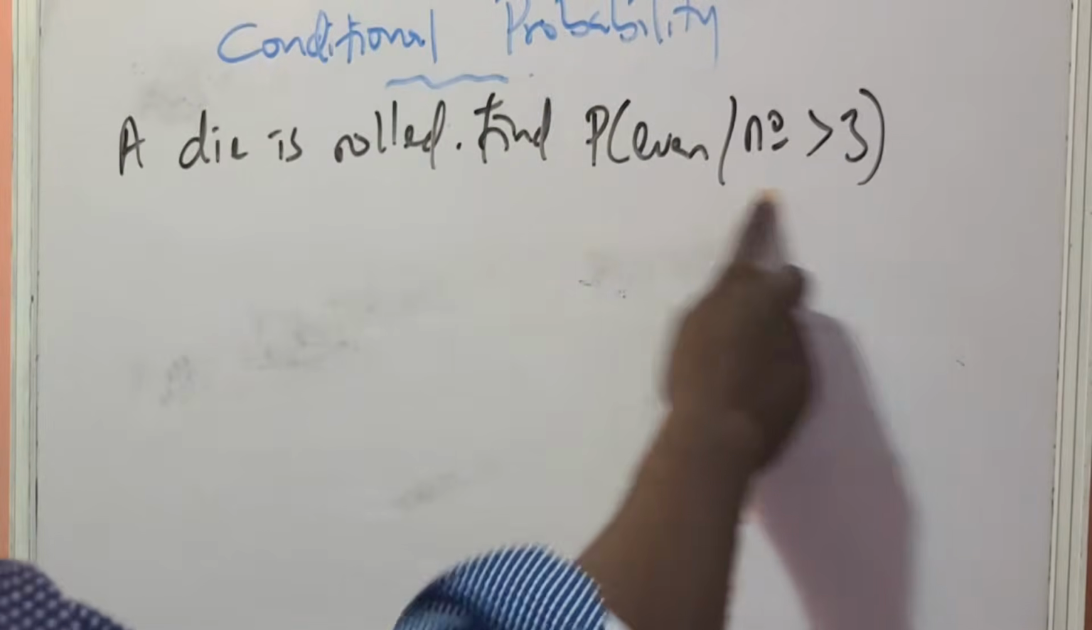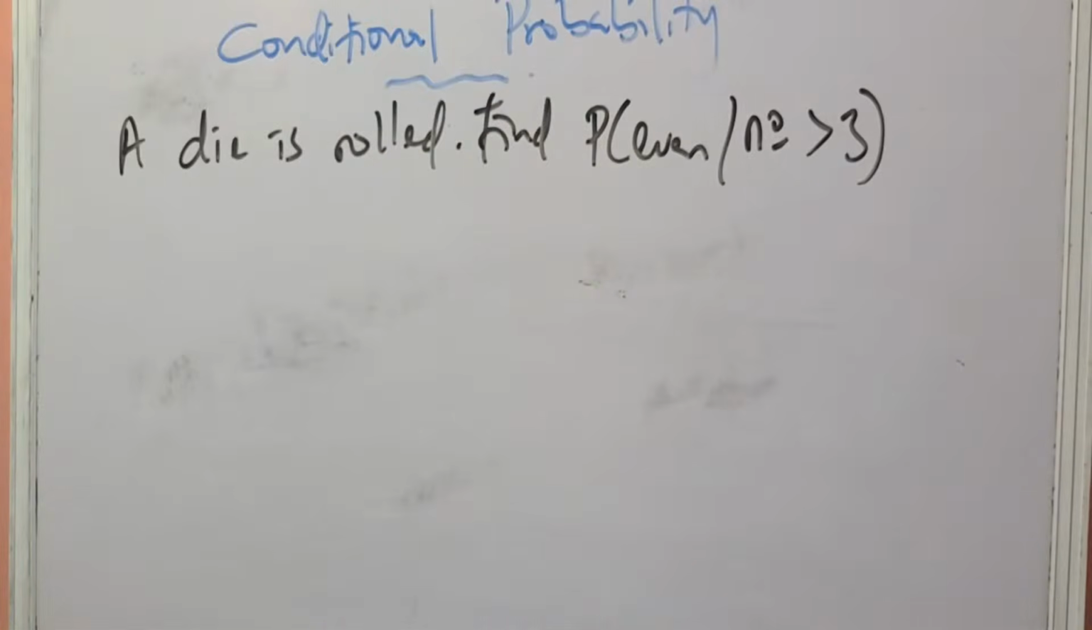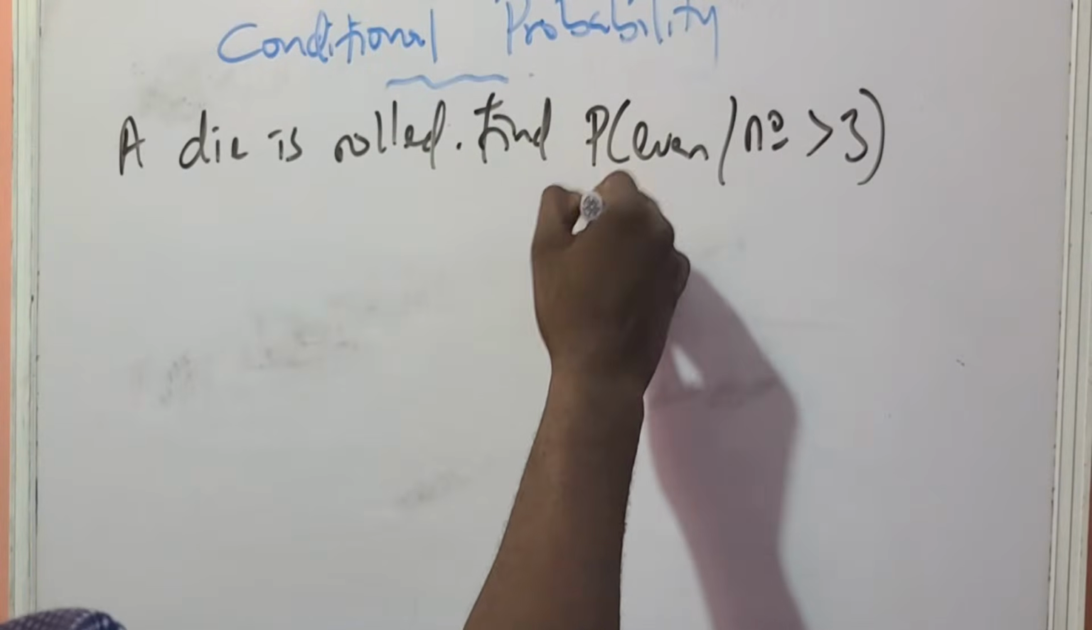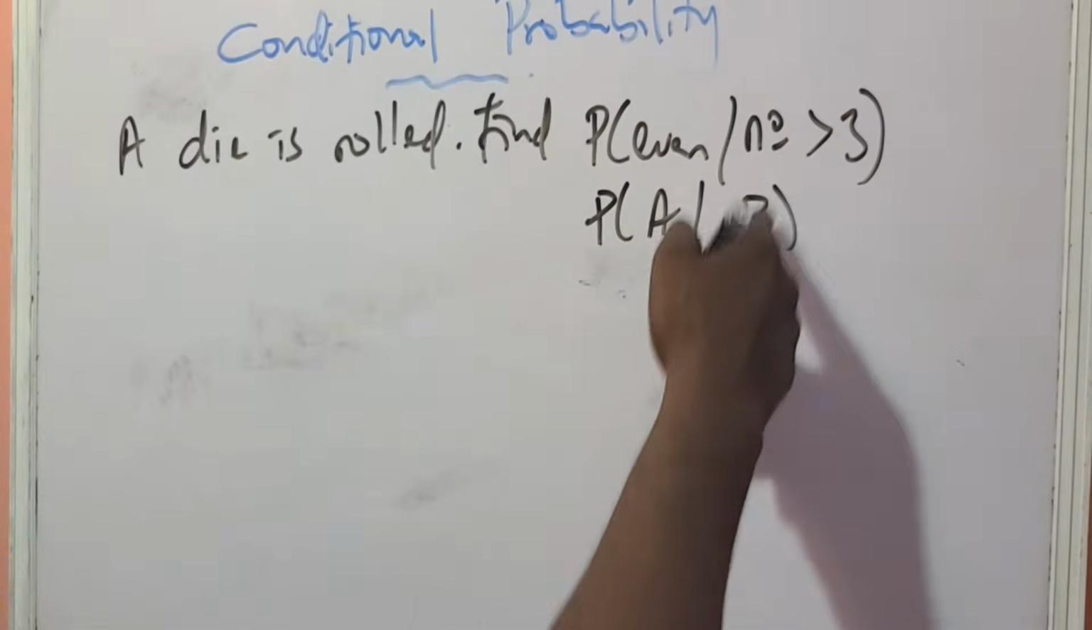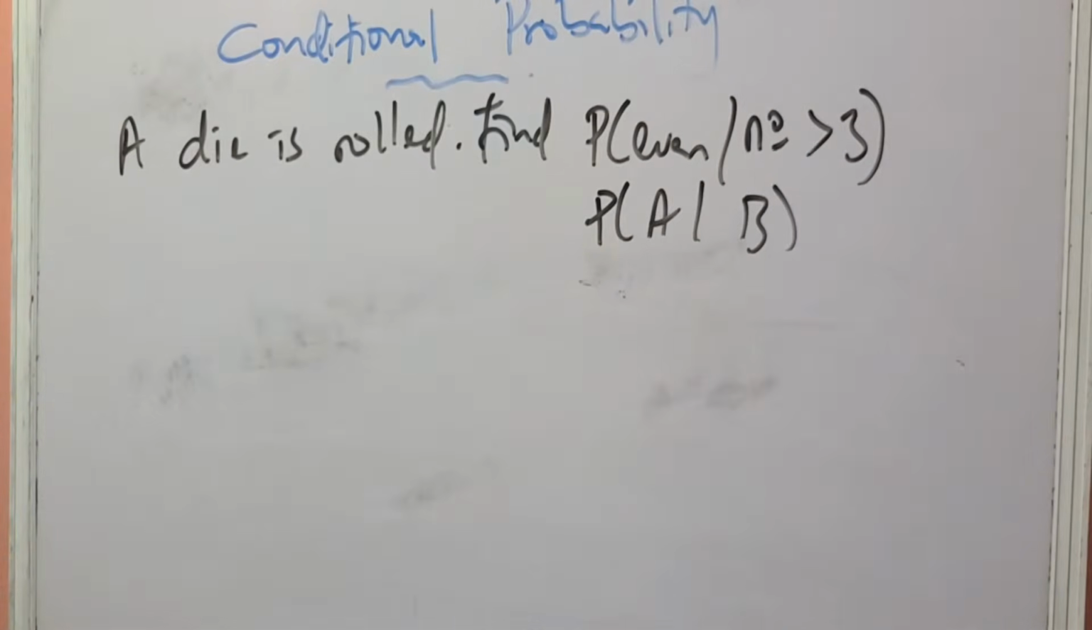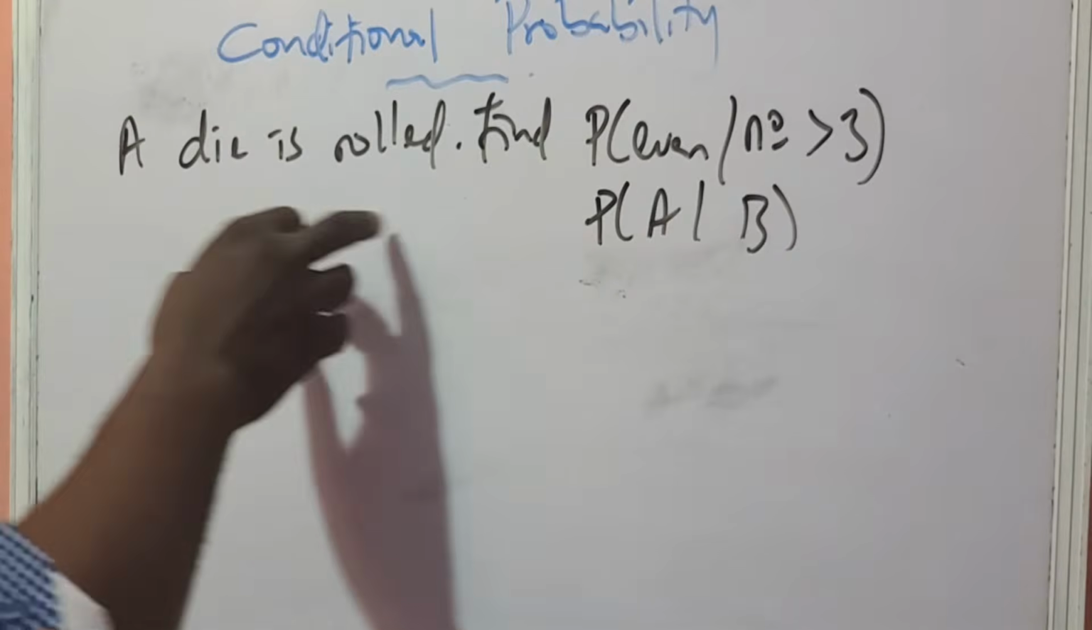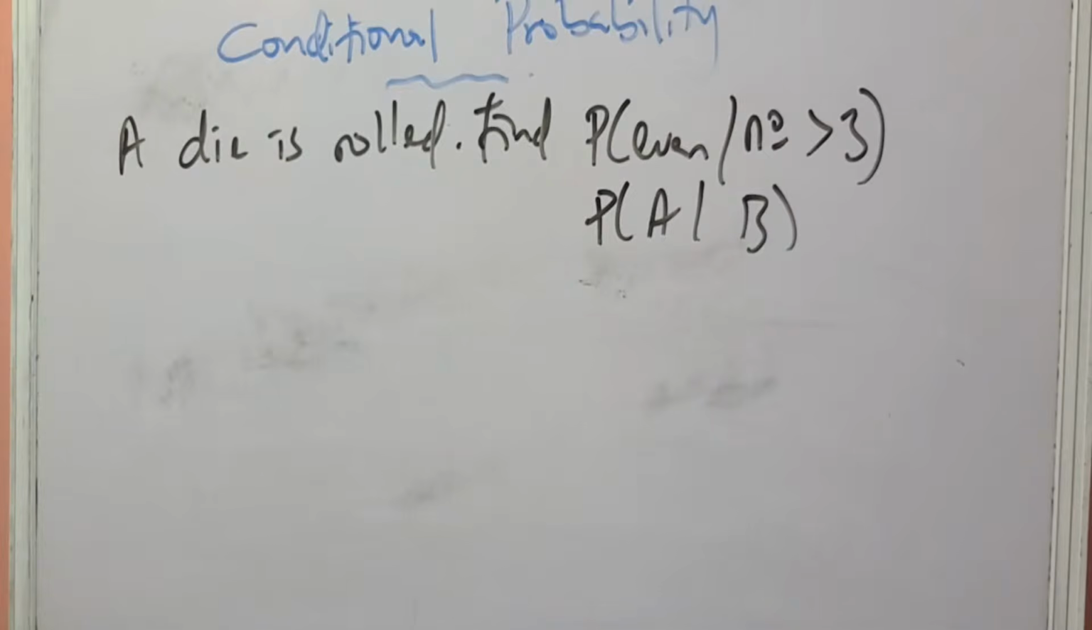This is your condition now. Because if you had probability of A given B, this is your B. This is the condition given B. So the condition given now is number greater than 3. So how do you solve this? Probability of even, of course, don't forget, this is the event. A die is rolled, so you don't go out of that event. This is not for every event that happens out there. No, this is for when you roll a die.